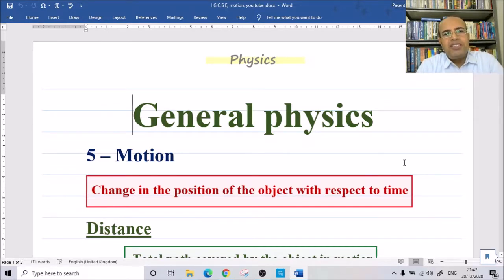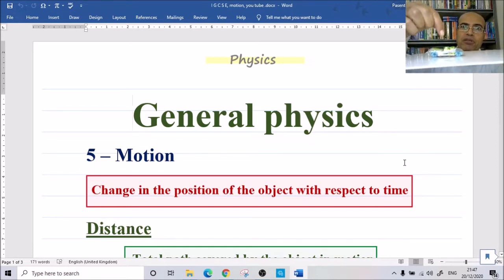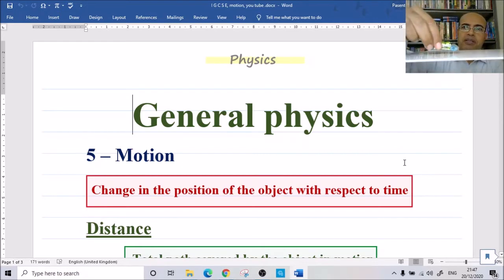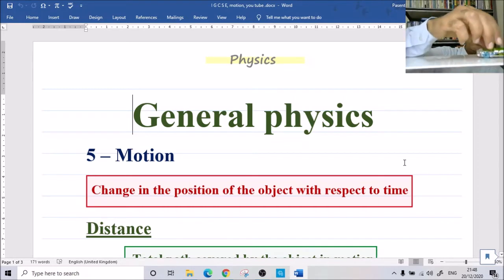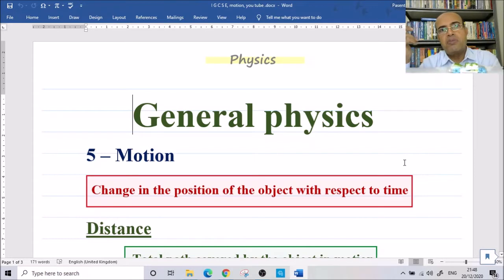Motion. What do you mean by motion? It is the change in the position of the object with respect to time. What do you mean by that? If we have an object, a car for example, and the position of the car changes with time. So the position of the car at a particular time, and after time, the time changes, it has a different position. So this is the motion.